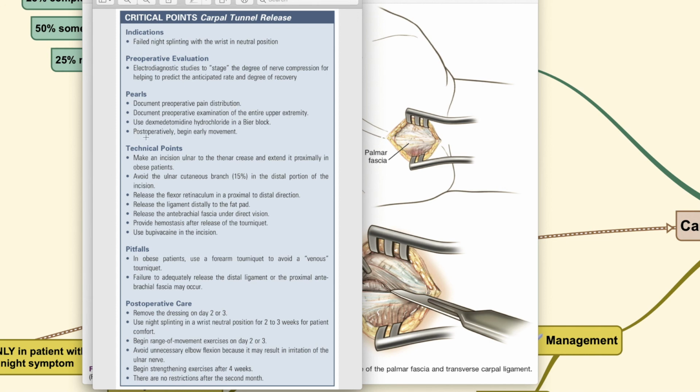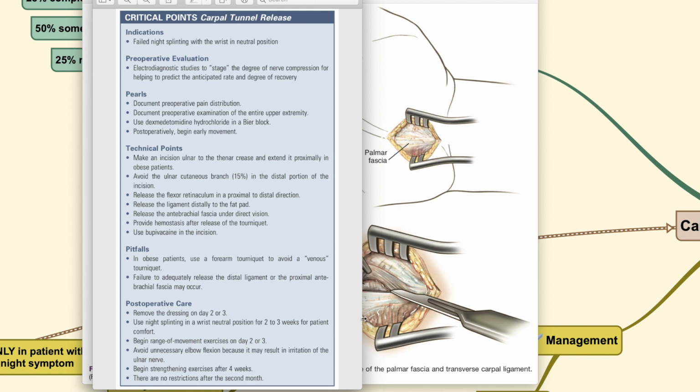You need to also document the entire upper extremity if necessary, and also post-operatively you need to begin early motion in this patient group. So post-operatively you usually remove the dressing, and around day 2 and 3 you put in a night splint with the wrist in neutral position for around 2 to 3 weeks for patient comfort, and you can even directly begin range of motion exercises on day 2 or 3. You need to avoid any unnecessary elbow flexion because it may result in irritation of the ulnar nerve, and all those strengthening exercises are recommended on week 4.